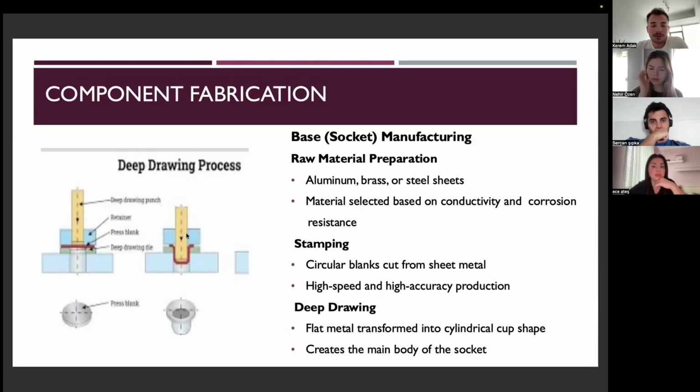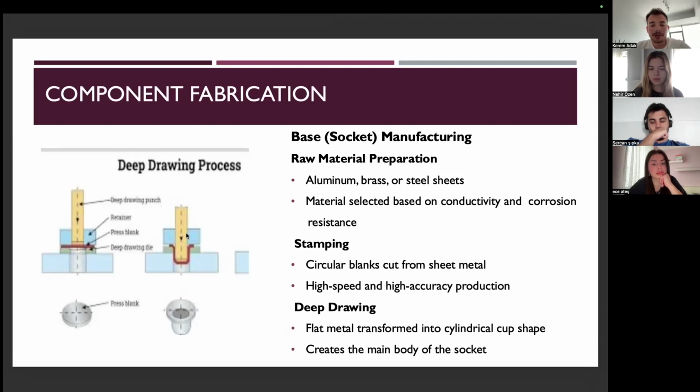The manufacturing process starts with raw material preparation. Aluminum or steel sheets with the correct thickness are selected and prepared for production. Choosing the right material is important because it affects the quality and strength of the final product. The second step is stamping. In this process, metal sheets are placed into stamping machines and round metal pieces are cut from the sheet. Stamping makes production fast and accurate.